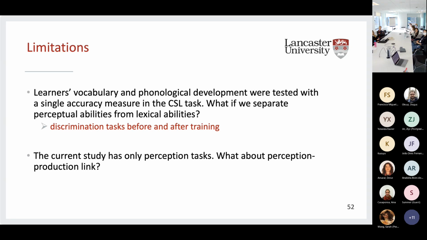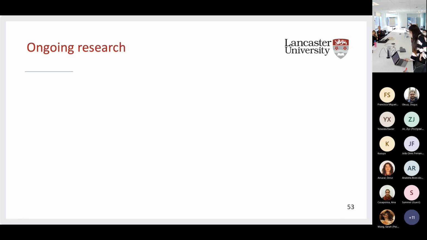Another thing is that we only included a perception task here. But now there are studies looking at the perception-production link, and we thought it could be a potential direction to add a production component into the experiment. For example, asking learners to imitate the sound after hearing it, would it facilitate learning? This could be a direction.